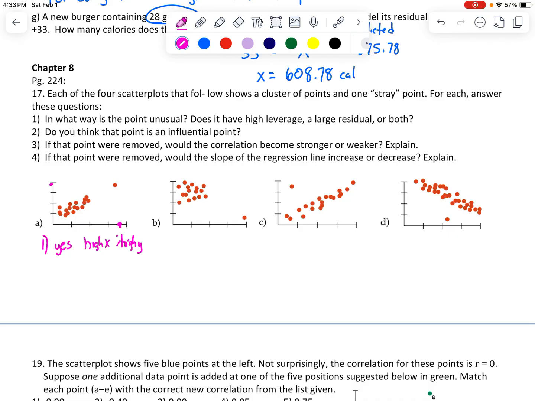Okay, does it have high leverage? This one, yes, it has leverage. Again, it's out here. My middle is right here. There's my point there. It has high leverage. Okay, so that was question number 1. Residual is small. All right, there's my line of regression. A small residual.